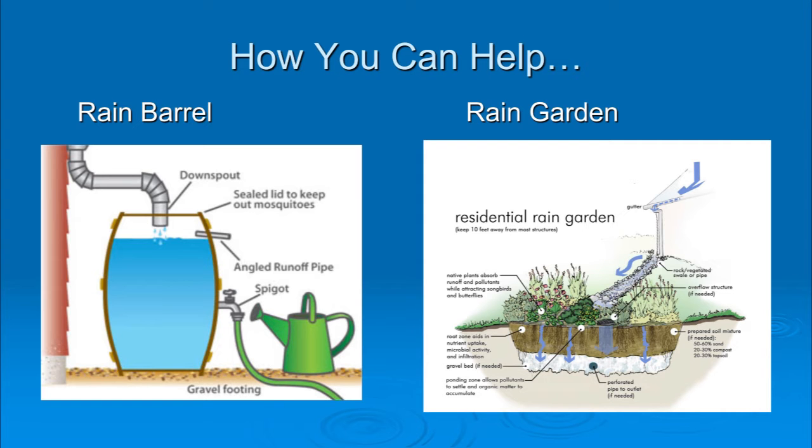Okay, so what can we do to help? I have 2 options here. We're going to actually talk about 3 options today. We're going to talk about rain barrels, rain gardens, and riparian buffers. And there are just little cartoon drawings of each, and we'll get a little more in depth into each one.